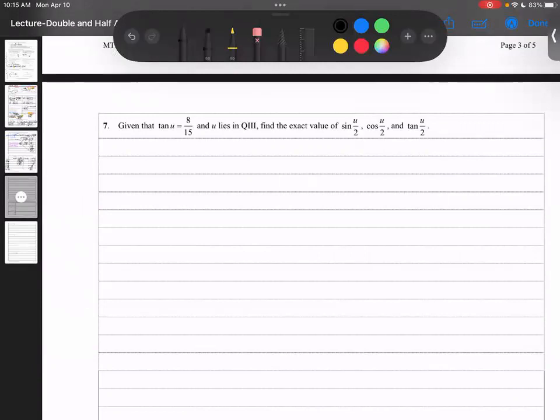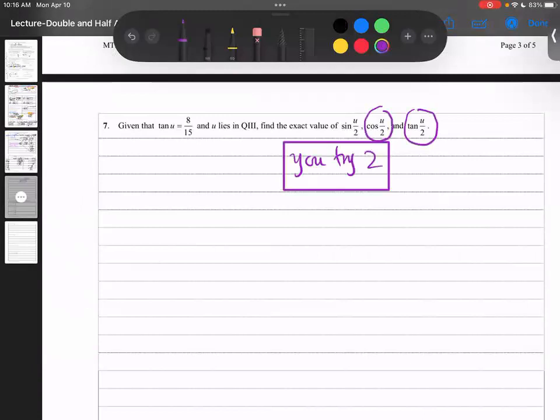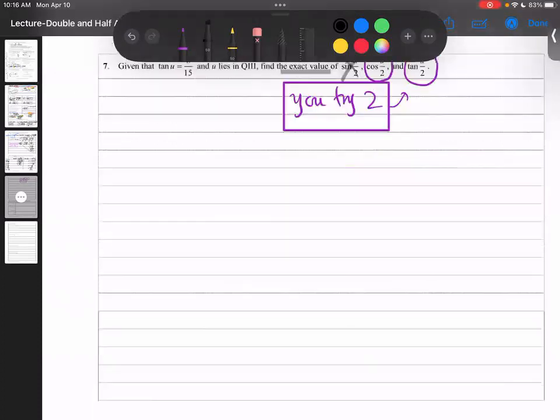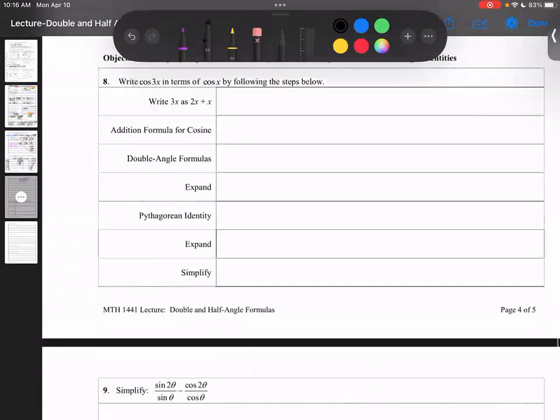You and Tangent, you were two only. You don't have to do this one. You're encouraged to try it, but it's not part of the you try. And please put the answer in exact value, meaning no fraction. Skip number 8. It doesn't help us much.